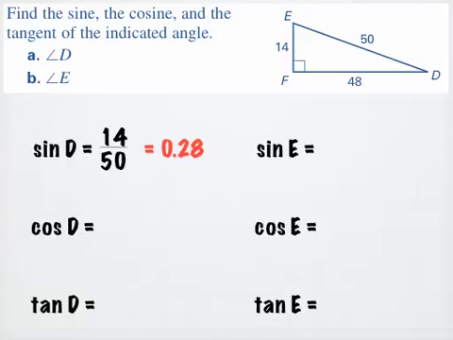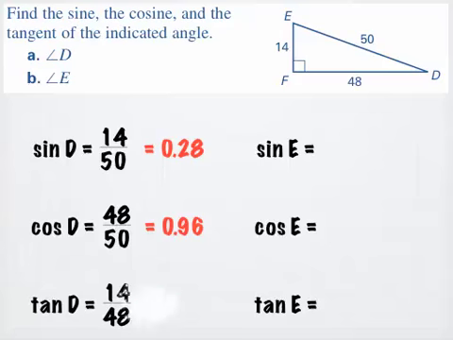For cosine, the side adjacent would be 48 over the hypotenuse, which is 50. So 48 divided by 50 is 0.96. And then for tangent, I need to do opposite over adjacent. The side opposite is 14. The side adjacent is 48. So I would have 14 over 48, which is 0.292.